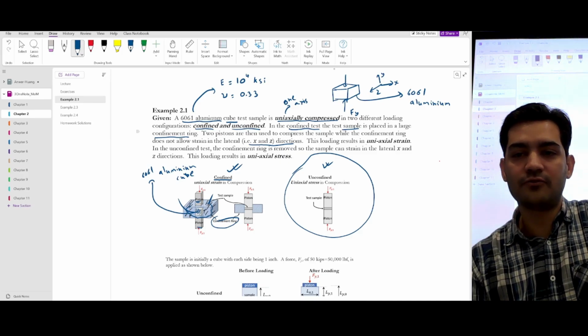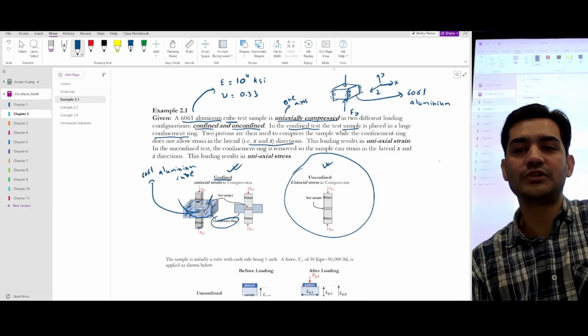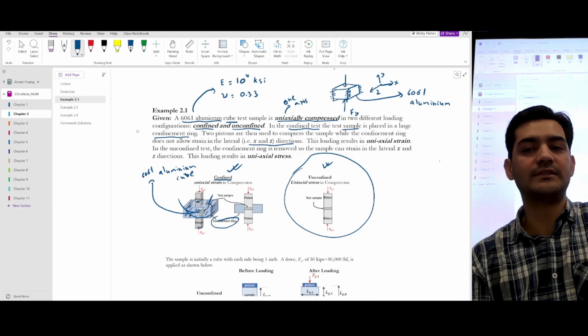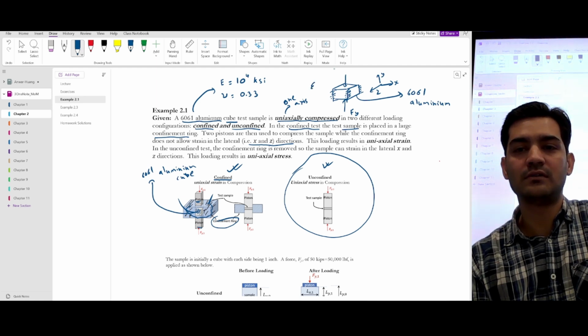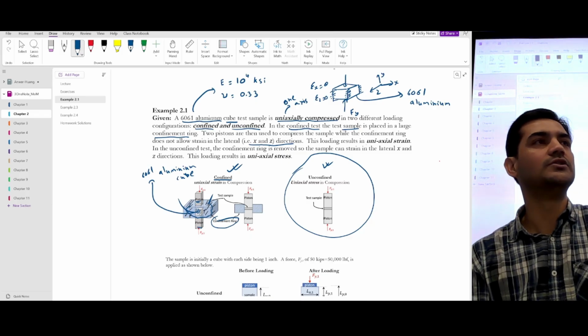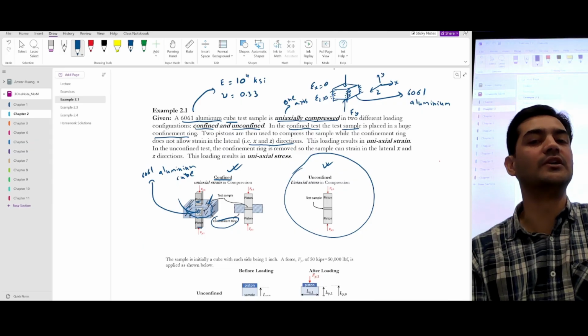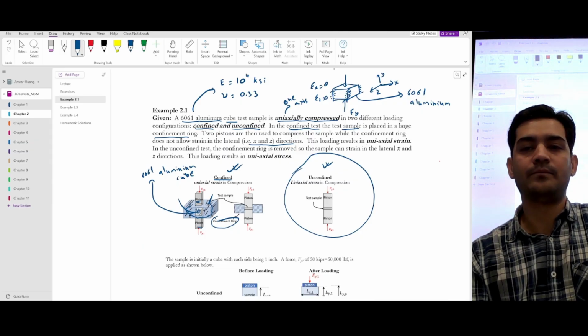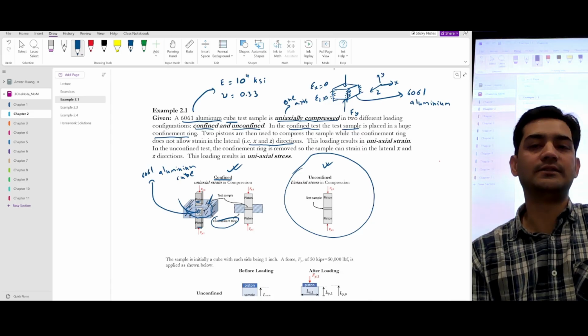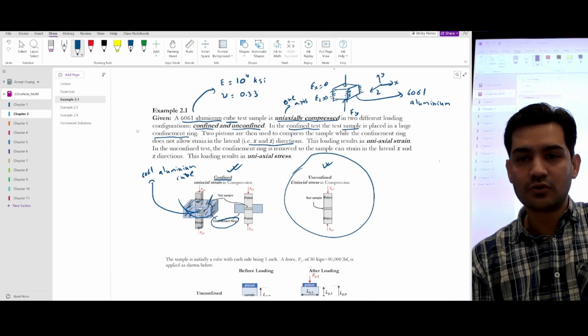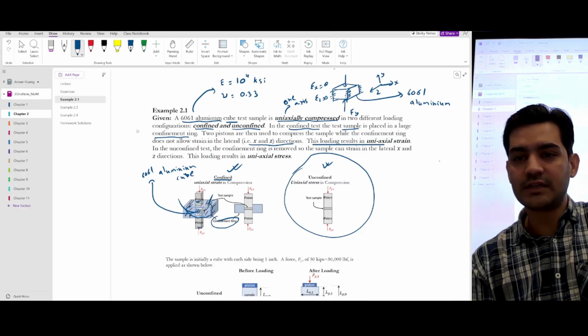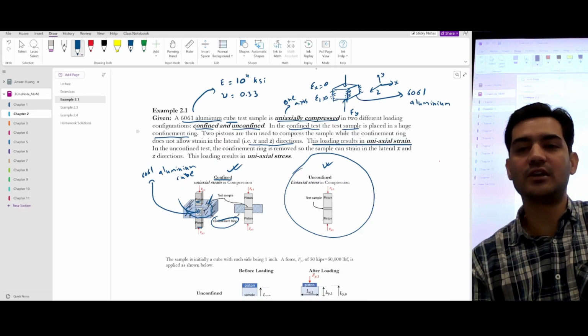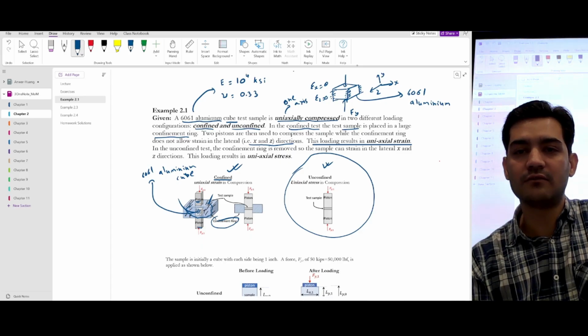And this type of loading where you have confinement. So confinement means the sample is not allowed to strain laterally in x and z direction. So in x direction you have zero strain, and in z direction you have zero strain, because you are not letting it strain in the lateral direction because you have a confinement. But in y direction you can have strain. So this loading results in uniaxial strain.